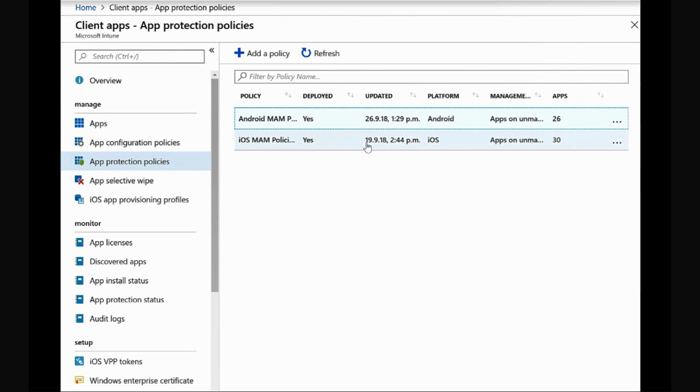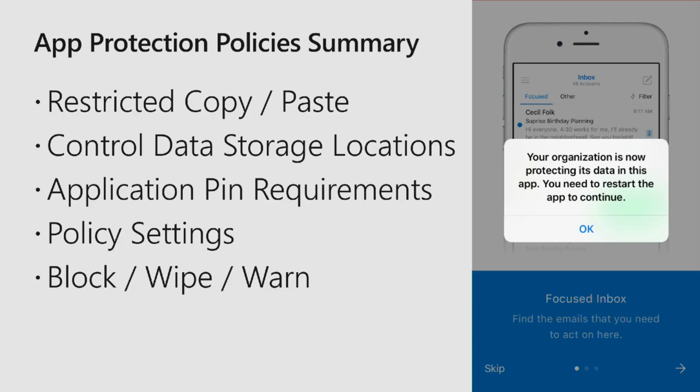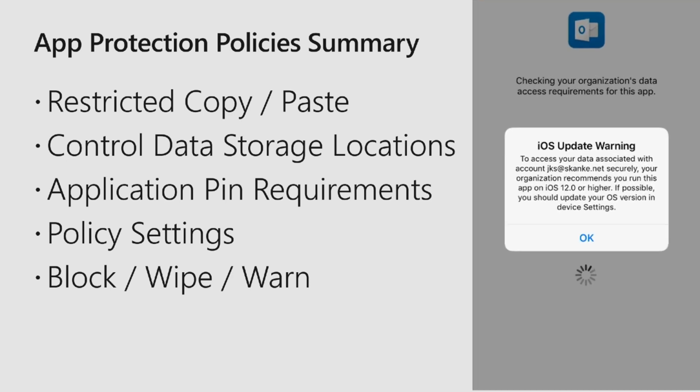So now I've configured the Android policy. And what we have done now, that we have set up a policy to restrict copy-paste. We have controlled where the user can actually store the data. If you get an attachment, you can only store it on SharePoint or OneDrive. We have set PIN requirement on the app. We have done some policy setting on block some access and wipe the device if you jailbreak it and stuff like that. And yeah, let's go back one.